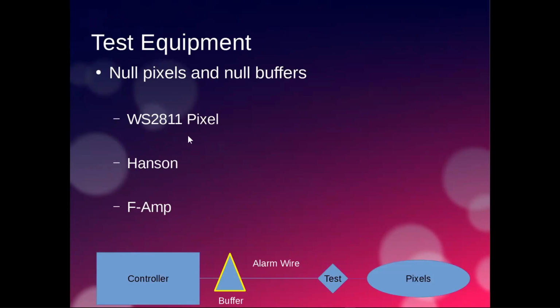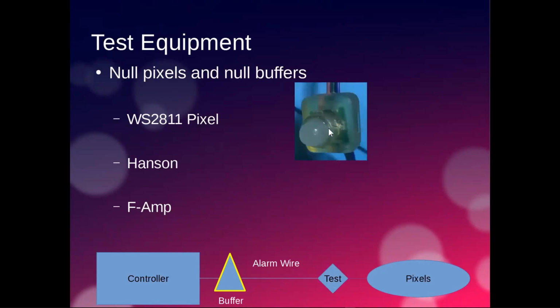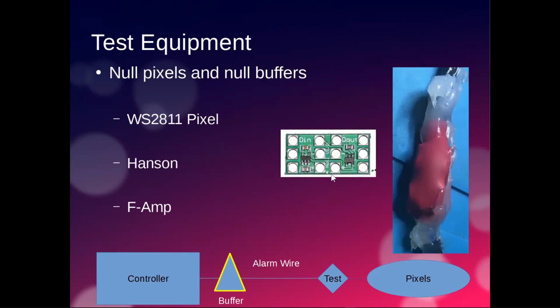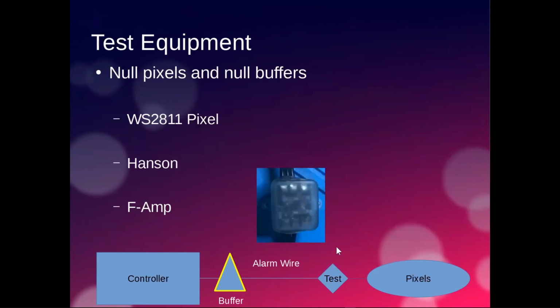Okay, so let's have a look at what these null pixels do. Let's see what they look like. So I'm going to use a 2811 pixel. This is a classic pixel, null pixel. But I also tried the Hansons because I've got some of those, and the F amp as well. Here, what I've got is my controller, the buffer. I put the alarm wire in, which was the worst of the wire, and then my test point. So there's my pixel, there's a square node. There's my Hanson null buffer buried inside there somewhere. That's what it actually looks like. And there's the F amp.